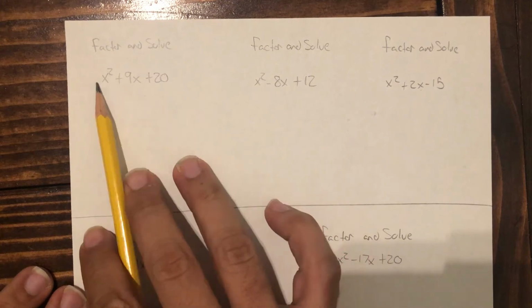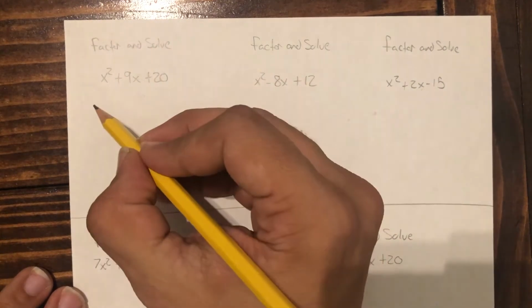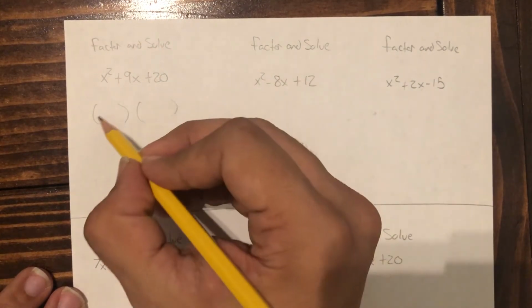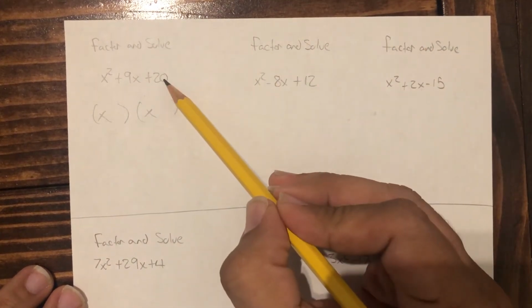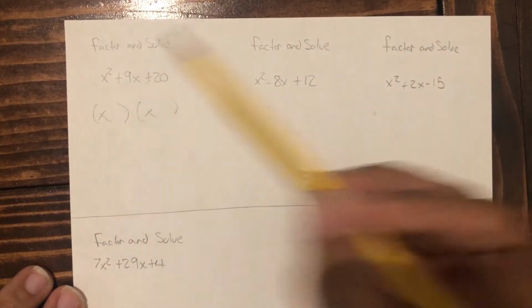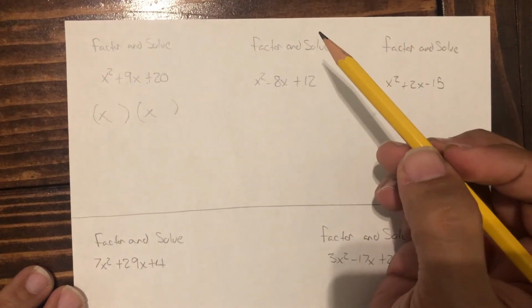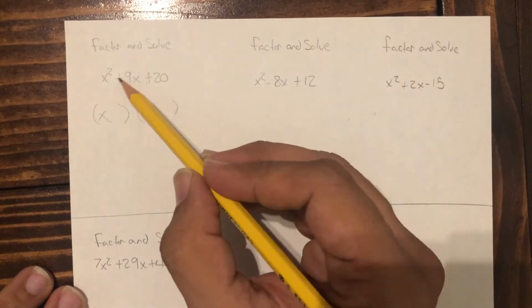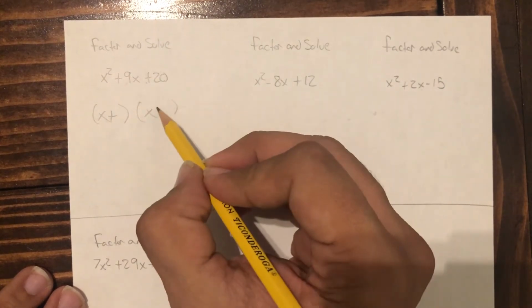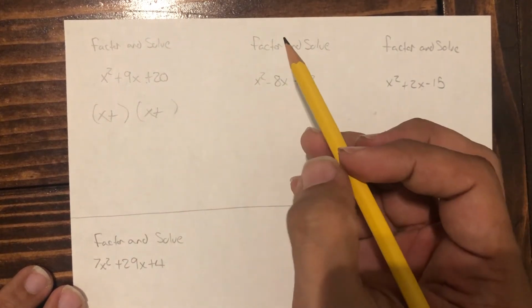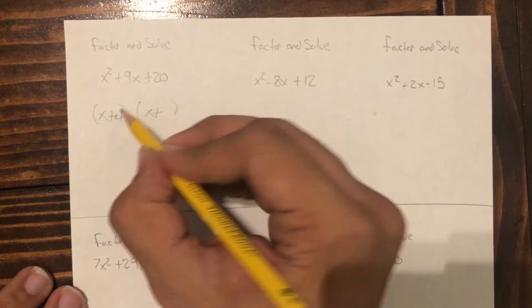So for this one, there's no number in front, so we know that it's going to be x and x. Now we're looking for the two numbers that multiply to make 20, but when you add them together, they make 9. Okay, so I know that both of them are going to be positive because they will both be the same sign. So it's going to be 4 and 5.